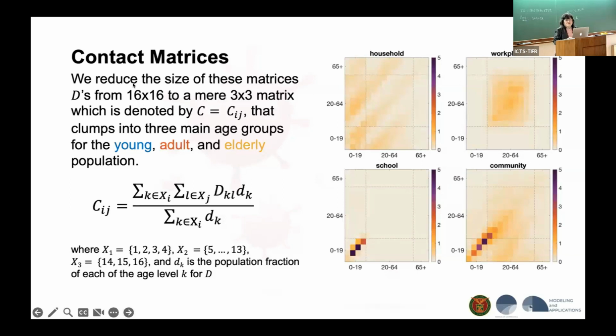So we reduce the size of this matrix D from 16x16 to a 3x3 matrix, which we denote by capital C. That clumps together into three main age groups for the young, the adult, and the elderly population. Capital C sub ij can be obtained by using this formula. Here, we clump together the 16 age levels to obtain only three age groups. The first one is age levels 1, 2, 3, 4 clumped together to form X1, the young age group. Then age levels 5 to 13 are put together to form X2, the adult age group. Finally, the elderly age group is formed by clumping together 14, 15, 16. And D_K is the population fraction of each age level K for D.